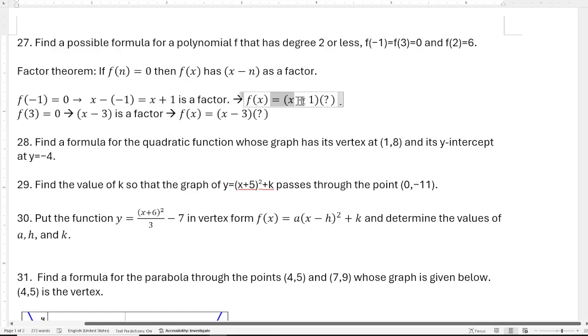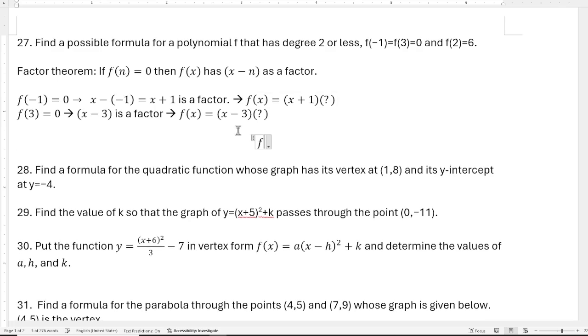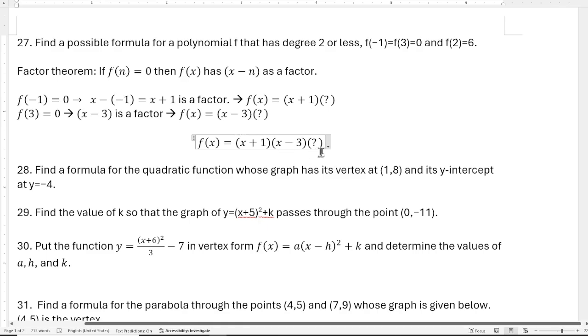Now that we know one factor and another factor, putting these two pieces of information together says that f of x is equal to x plus 1 times x minus 3 times something. Now, let's think about what this something could be. If it has x in there, then that's no good, because x times x will give you a cubic polynomial, and x squared or anything of higher power, when you expand this out, is going to give you a polynomial that's higher than degree 2.